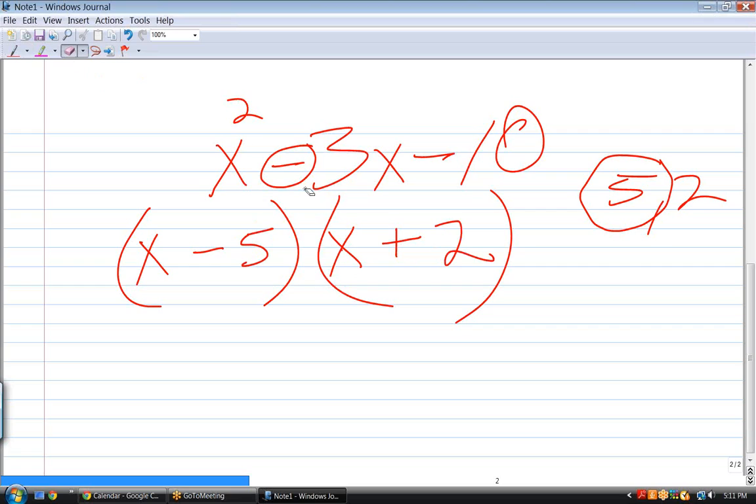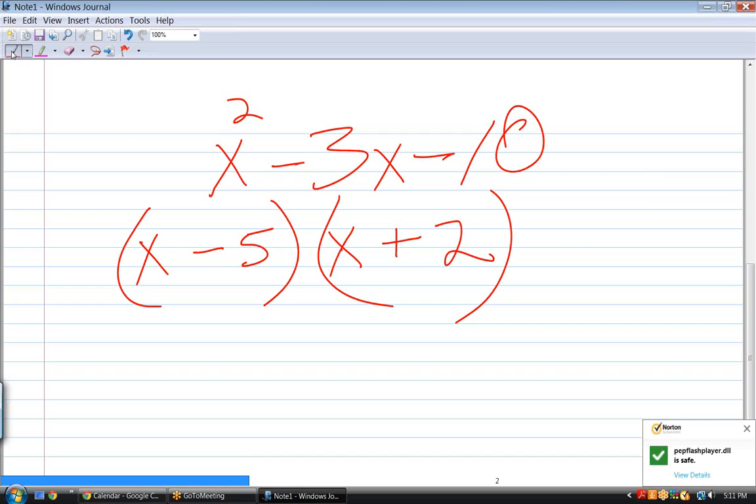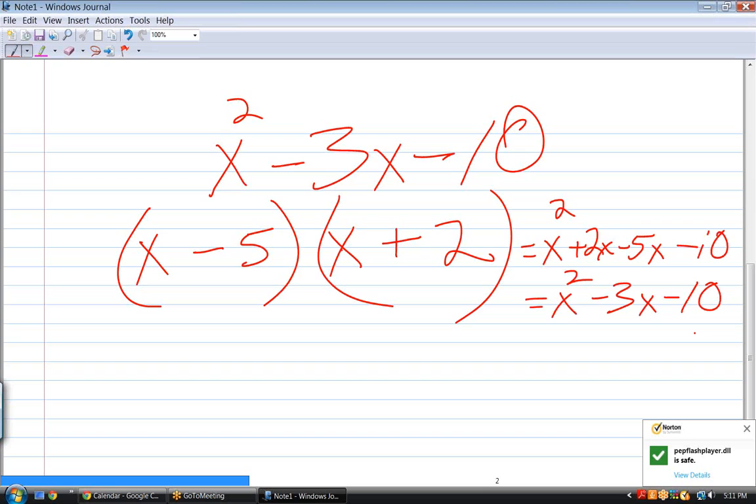Now, how can I tell if I've factored it properly? You can add those all back together. Okay. Is there a simpler way? In other words, when you said add them, you meant multiply them. In other words, if I multiply these all back together, I get x squared plus 2x minus 5x minus 10. When I simplify that, I get x squared minus 3x minus 10. That is what I started with.